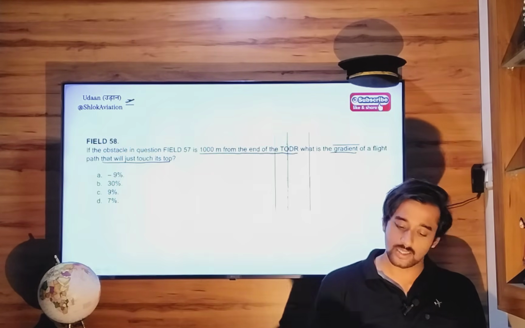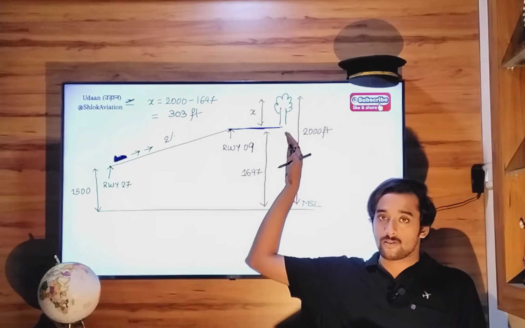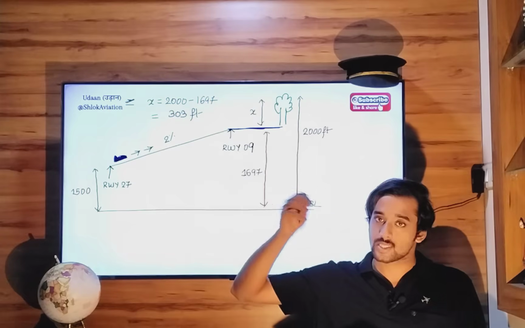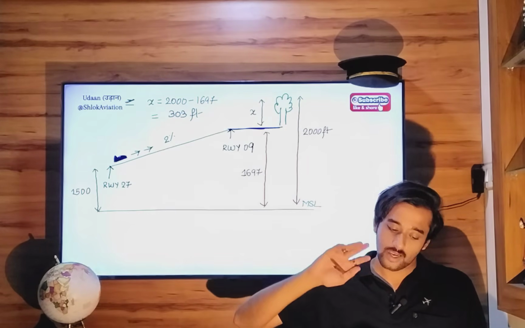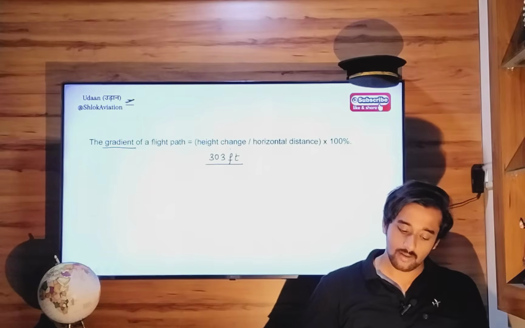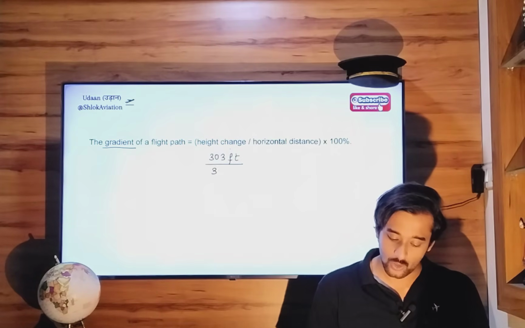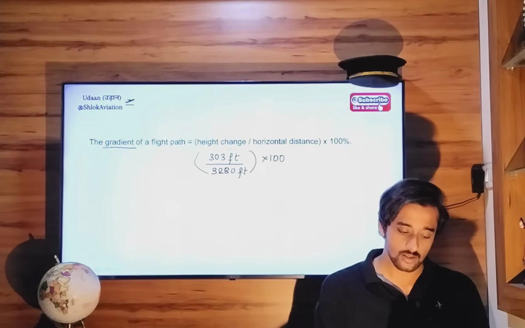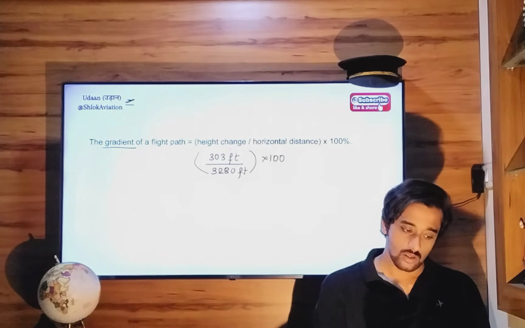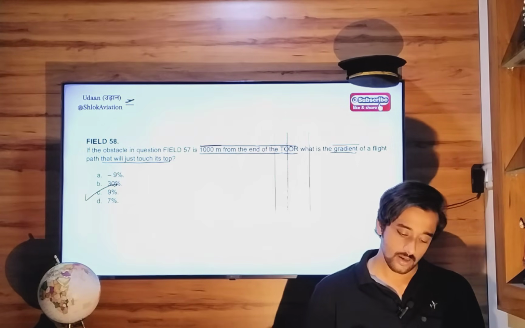Horizontal distance. Now this obstacle is given in the question. This obstacle is 1000 meter from the end of this clearway, or the runway, understand it like this. So 1000 meter somewhat like this. Now 1000 meter is nothing but how many feet? So 1000 into 3.28, that is 3280 feet. 303 divided by 3280 multiplied by 100, so you have an answer of 9%. So C, plus 9%.